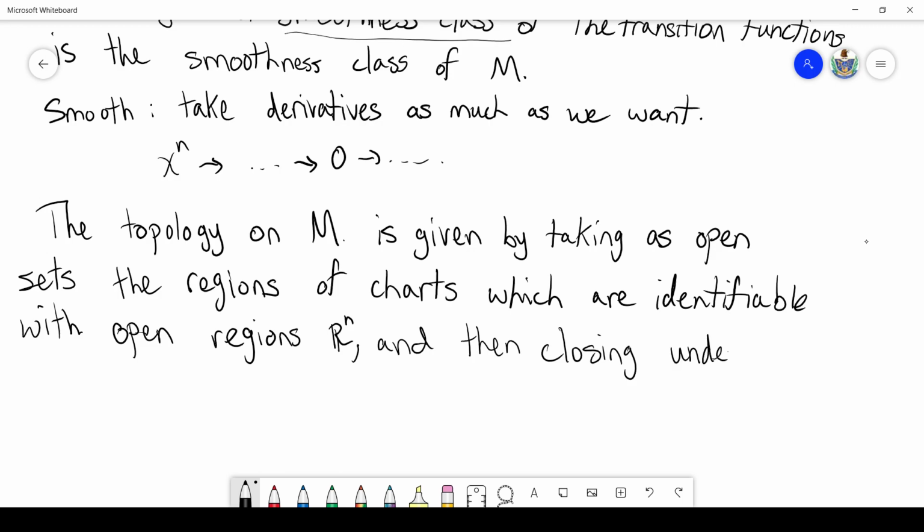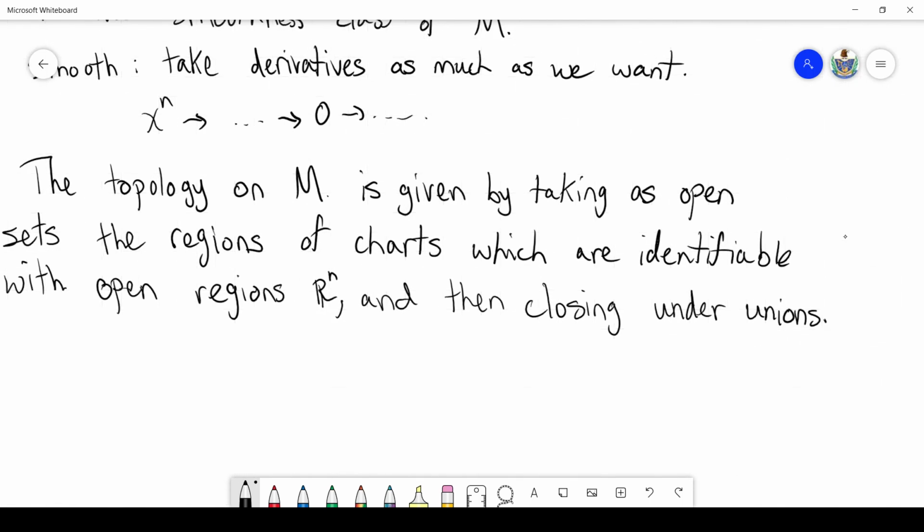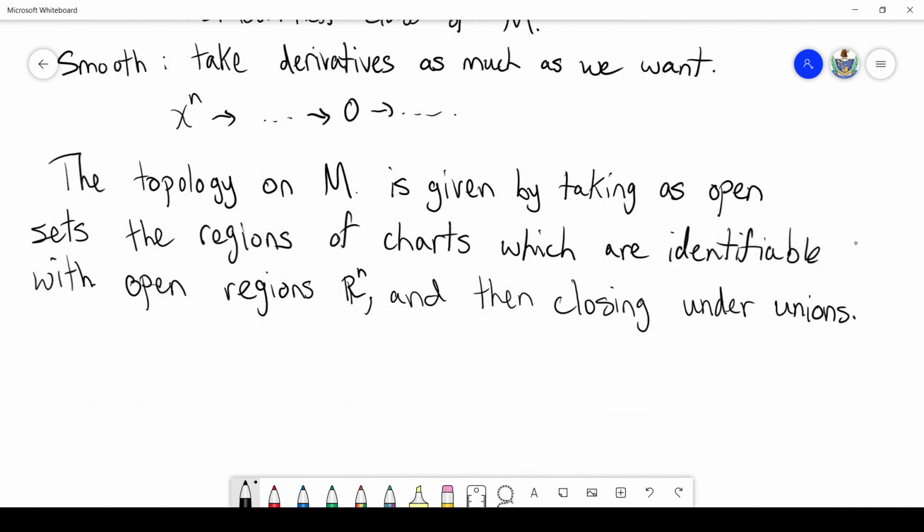Under unions. So I mentioned in the last video, if you were given open sets, you can take as many unions as you want. So here we're defining open sets inside of the charts, right? But then we can generalize that by taking arbitrary unions, so we can have open sets that are on two different charts, say. So this defines a topology on M. So we're basically inheriting a topology on each chart from Rn, and then using those topologies to build up a global topology on M.